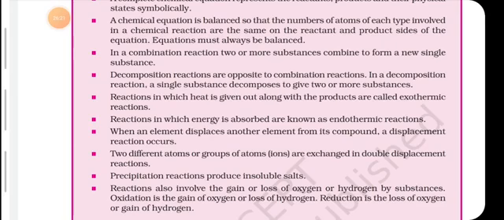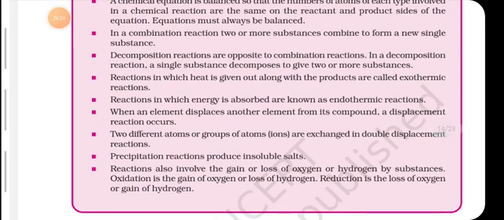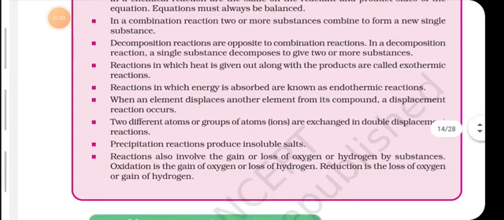Reactions in which heat is given out along with the products are known as exothermic reactions. Reactions in which energy is absorbed are known as endothermic reactions. When an element displaces another element from its compound, a displacement reaction occurs. Two different atoms or groups of atoms being exchanged is known as a double displacement reaction.